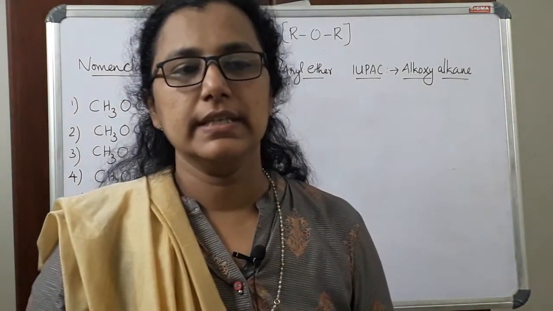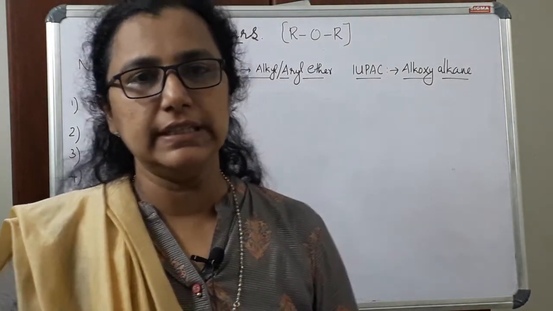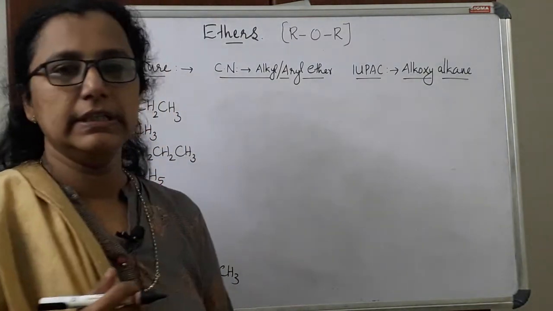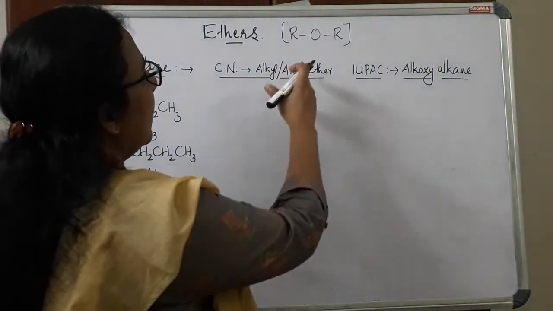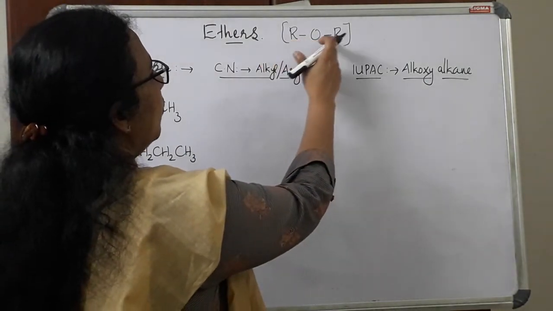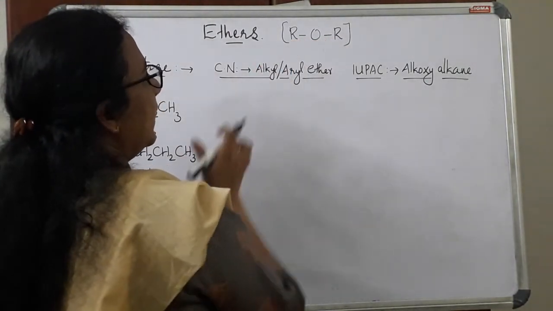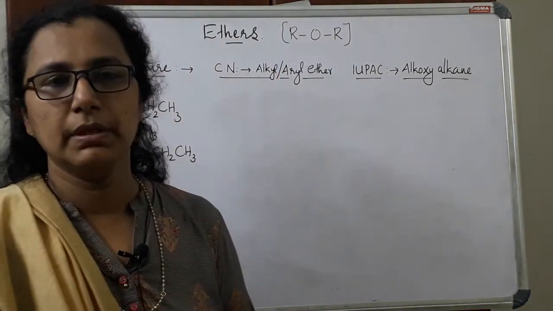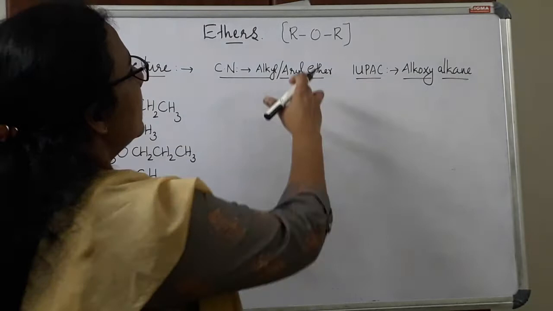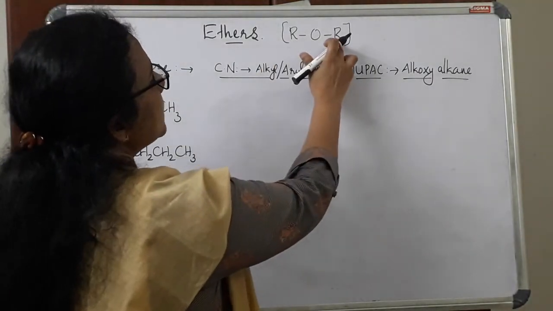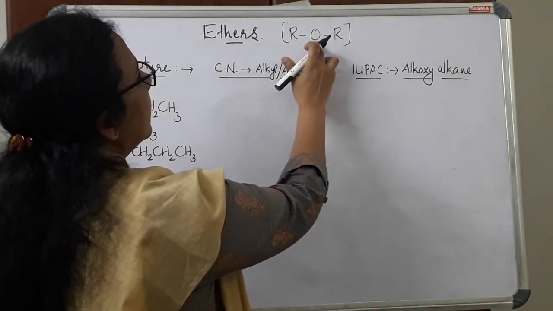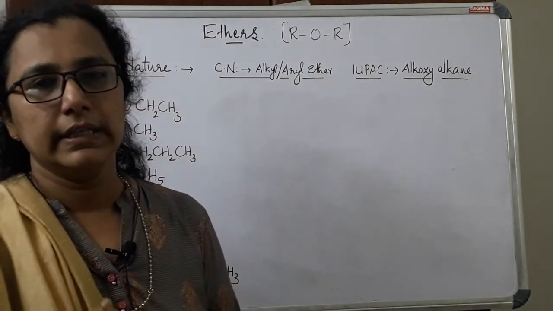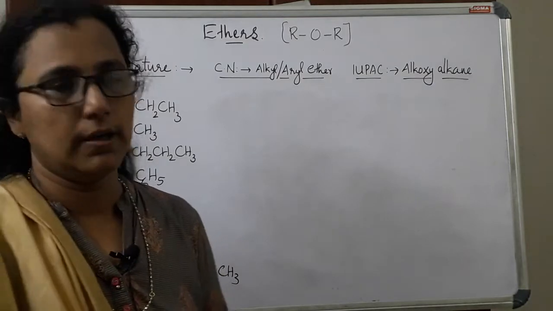Hello students, let's see the nomenclature of ethers, how to write the common name and IUPAC name of ethers. We know that ethers have the general formula ROR, where two alkyl groups are connected to an oxygen atom. Instead of alkyl groups, there may also be aryl groups. Anyway, two alkyl groups or aryl groups are connected to the oxygen atom. That is the general formula of ethers, that is ROR.